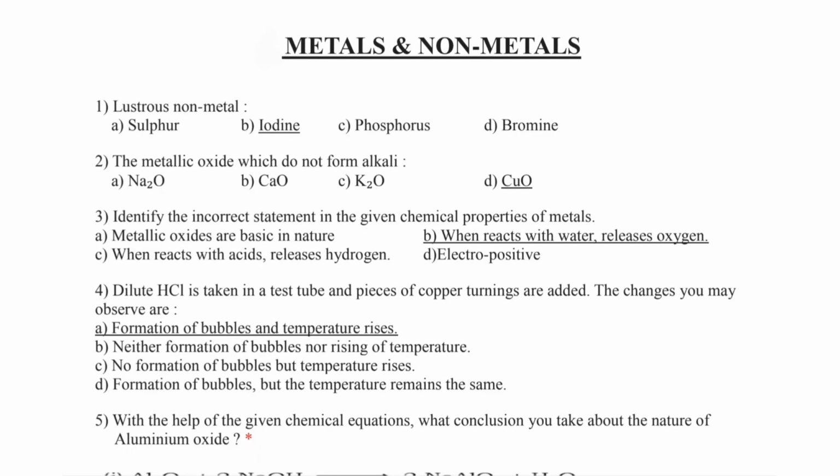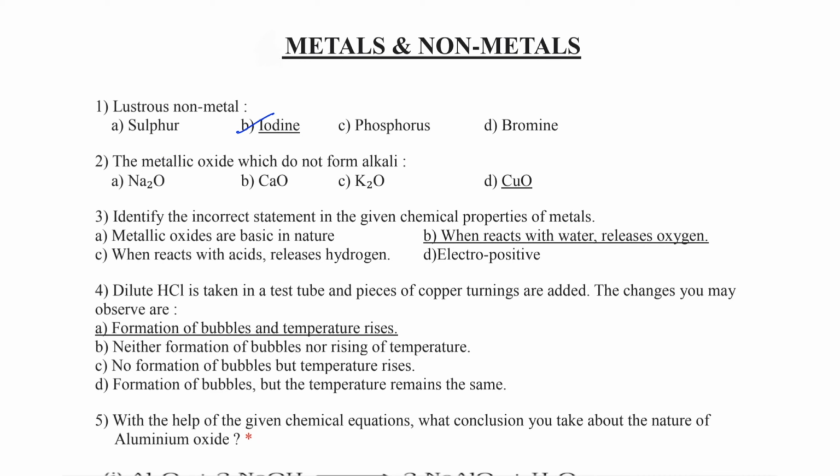This is Vidyashri. In this video, I will be discussing the MCQ questions from the chapter Metals and Nonmetals. Question number 1. Lustrous nonmetal is option A, sulfur, option B, iodine, option C, phosphorus, option D, bromine. The right answer is option B, iodine.